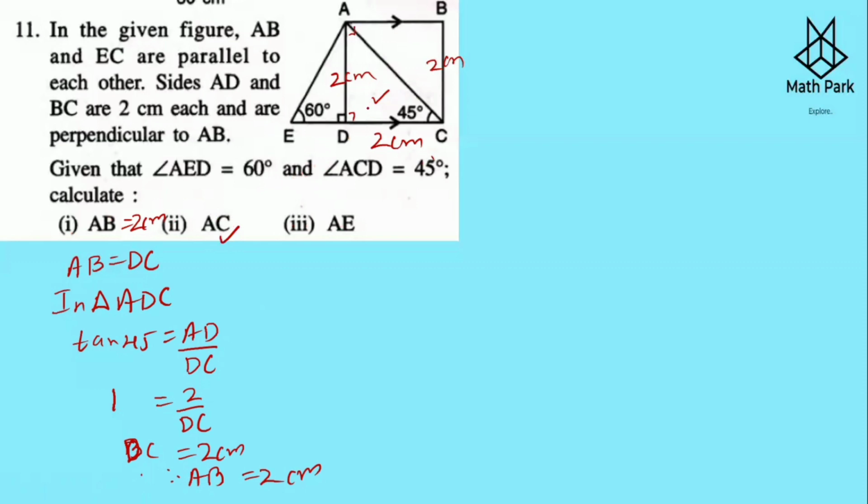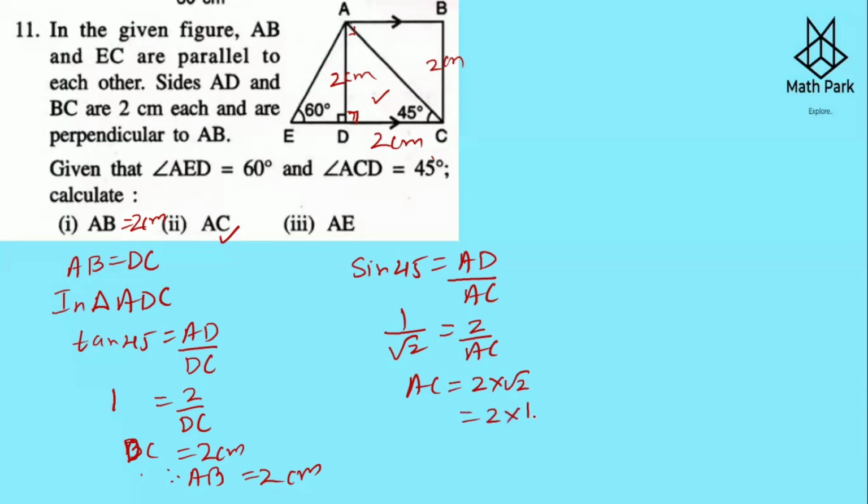For AC, again, we will be using the same triangle ADC, now using opposite and hypotenuse. AC is the hypotenuse because this is a right angle. So we have sine 45 is equal to opposite AD upon hypotenuse AC. Sine 45 is 1 upon root 2 is equal to 2 upon AC. So AC is equal to 2 into root 2, where root 2 is 1.41. Multiply: 2 1s are 2, 2 4s are 8, 2 1s are 2, so 2.82 centimeter is your AC.